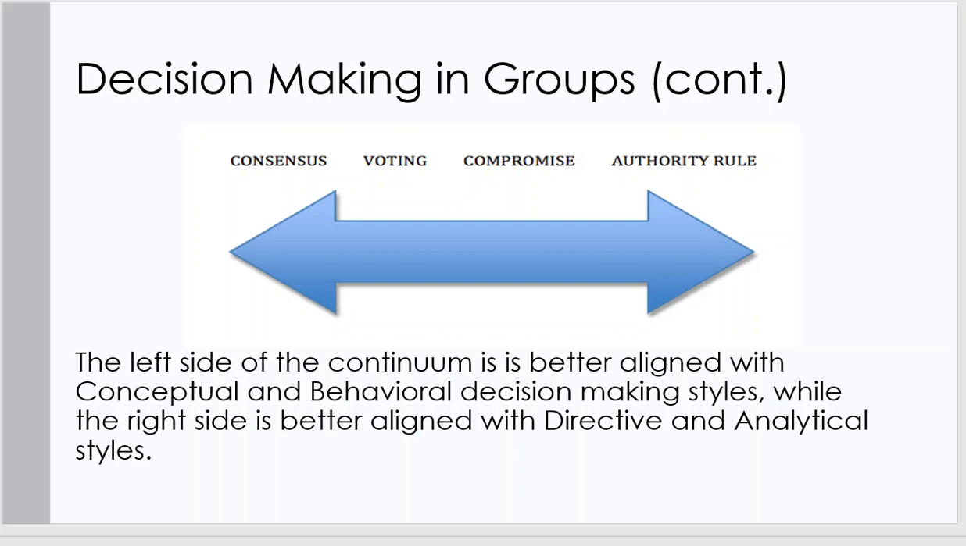Do we come to consensus? Are we voting? Do we compromise, or does authority rule? Where you present your information about the group to me, but yet the decision is mine alone.